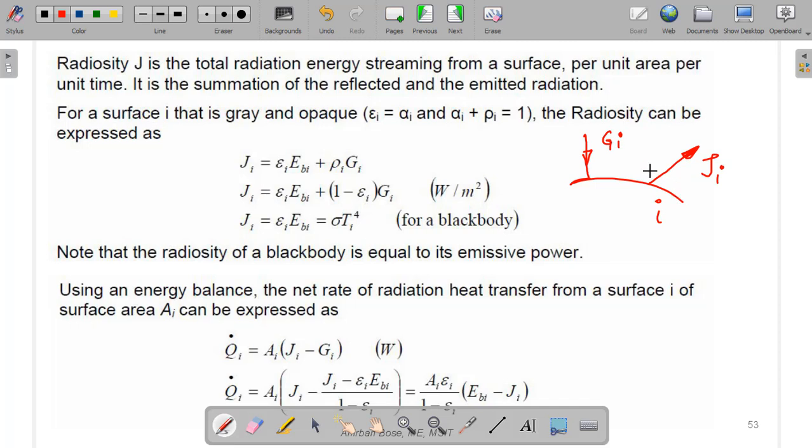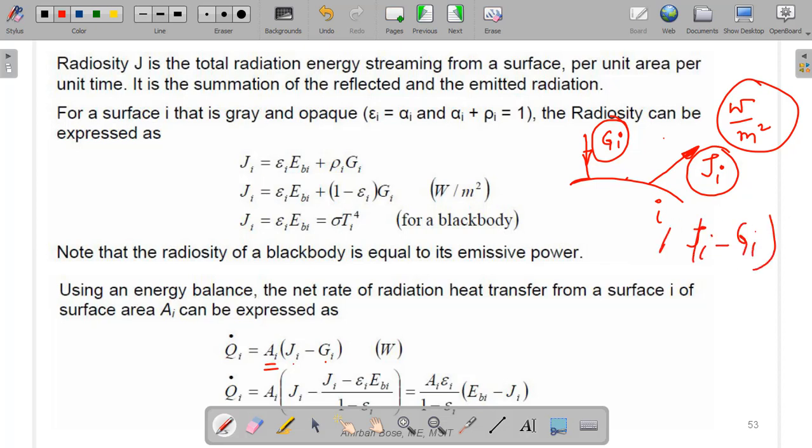So what is the net transfer from the ith surface? Remember these quantities are all flux quantities, that means their unit is watt per meter square. So what is the net energy in watt that is coming out? That is definitely A_i multiplied by J_i minus G_i, that is net which is going out, and if you multiply it by the area, that will be in watt, that's all.